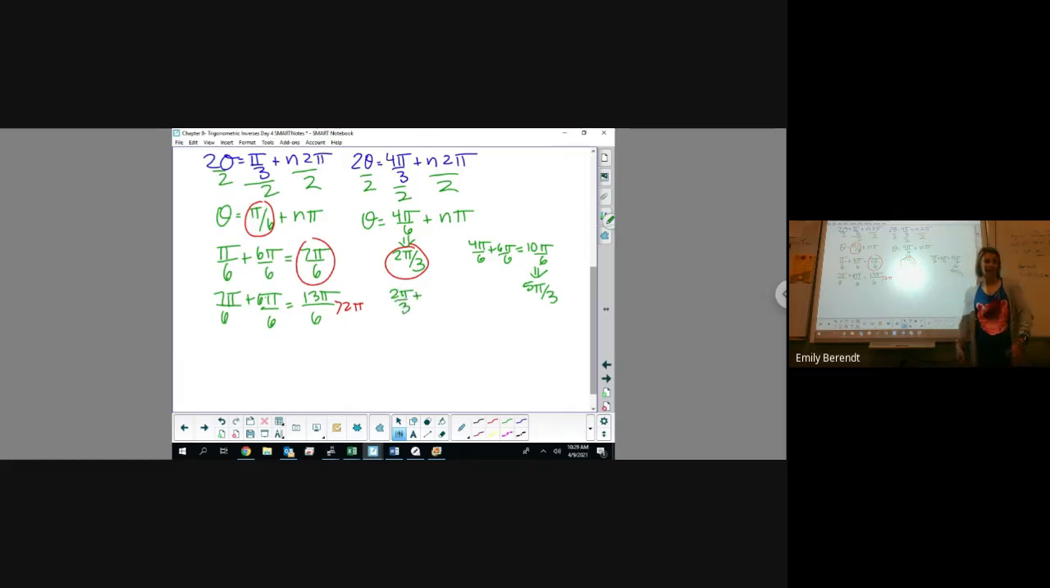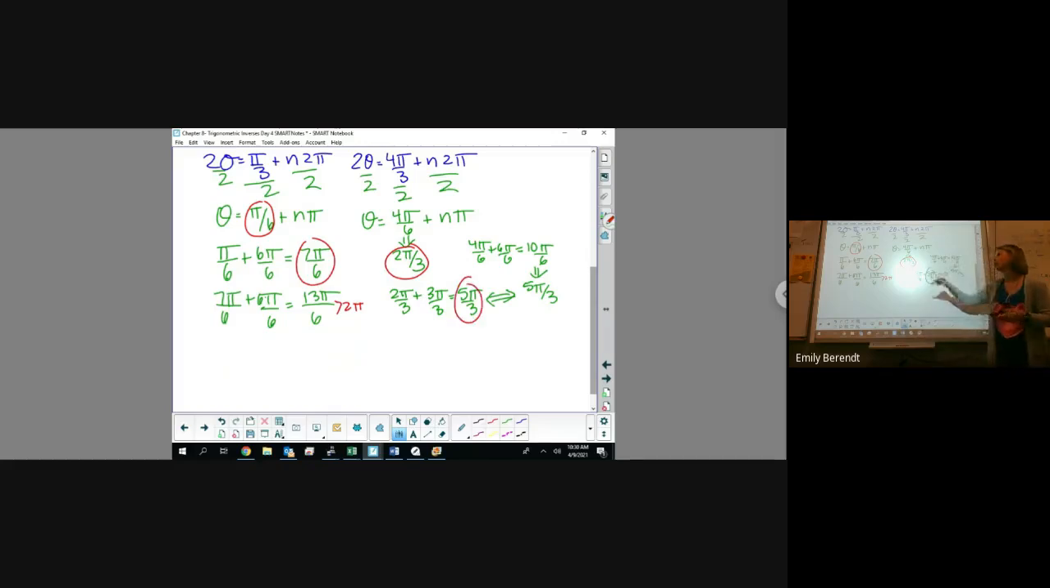But what is pi? Oops. I wrote 2 pi, didn't I? 3 pi over 3. So you would get 5 pi over 3. So notice that you get the same answer either way you do it, except you just have to reduce. Okay? So does 5 pi over 3 fit? Greater than 0, less than 2 pi.